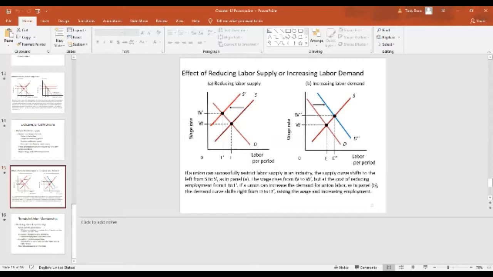You have a much harder time convincing people to buy goods made in the USA than you do taking that first route, which is decreasing the labor supply. But a lot of times unions sort of work both angles in order to try and increase those wages.